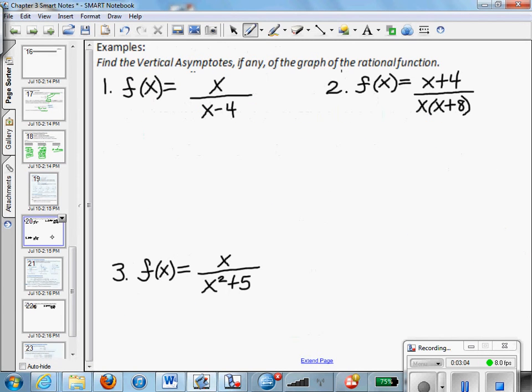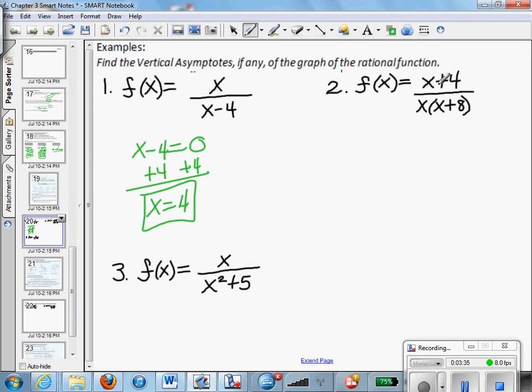Let's look at finding vertical asymptotes, if any, of the graphs of the rational functions. For number 1, f of x equals x over x minus 4. All you have to do is capture the denominator, set it equal to 0, and solve for your variable. So x minus 4 equals 0, just add 4 on both sides. That simple step gives you x equals 4, so that is a vertical asymptote.